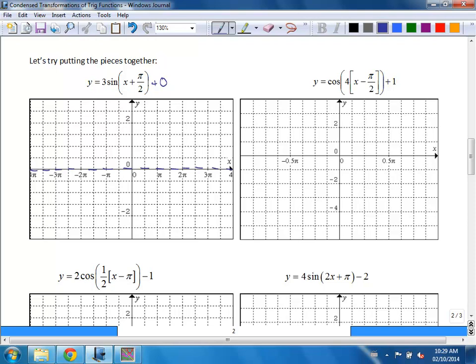Close. It's not pi over 2, but it is negative pi over 2, right? It goes left by pi over 2. So here is where this graph will start. Okay. And now I want to know how big the graph is going to be when I have to put it on there. So what's the period of this graph here?